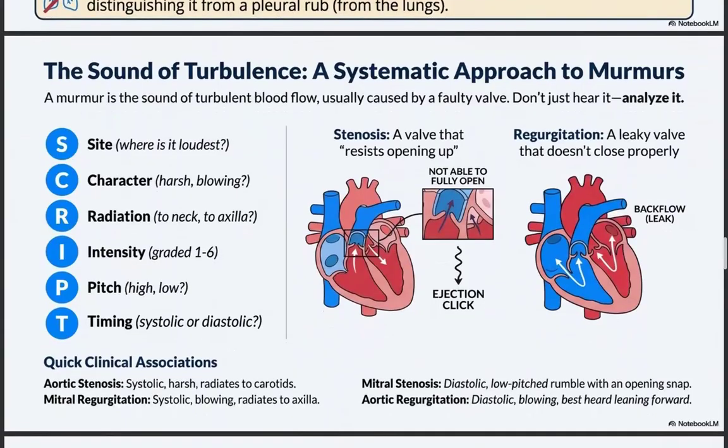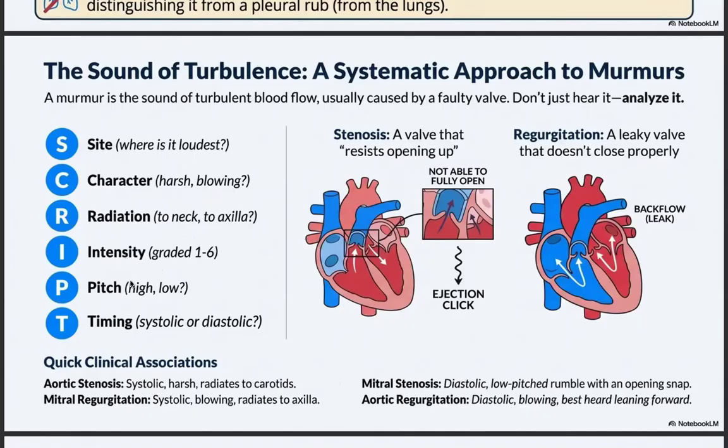Okay, so the sound of turbulence. SCRIPT is a really great way for you guys to kind of remember how to keep organized the different types of turbulent blood flows. So site, where is it loudest? Like if it's mitral, it's going to be best heard kind of down here by PMI, right? Character, is it harsh or blowing? It's like a swoosh sound, or is it like an aggressive kind of thump? Does it radiate anywhere? Can you feel it up in, if it's like aortic stenosis, can you hear it up in the carotids?